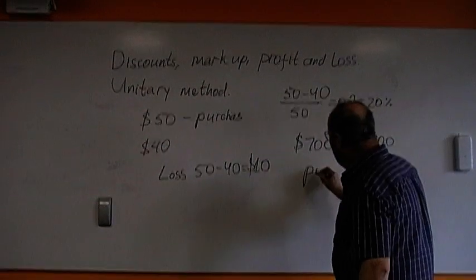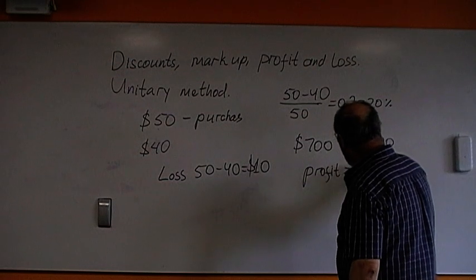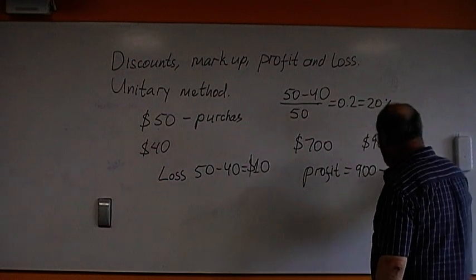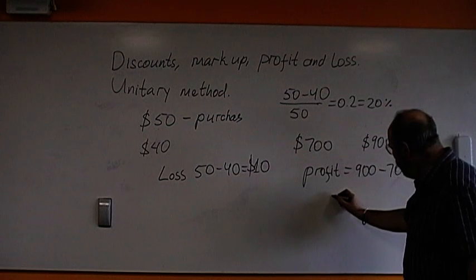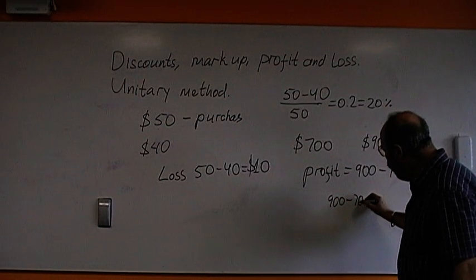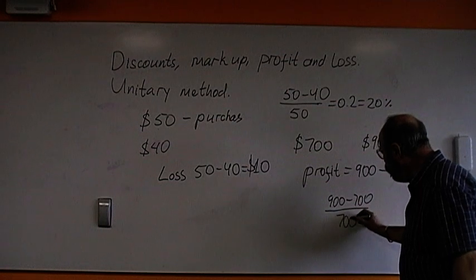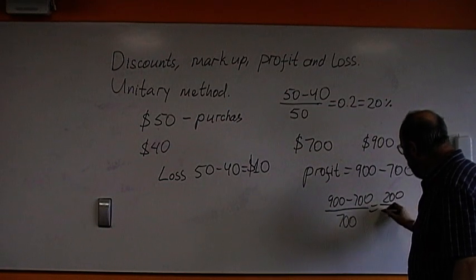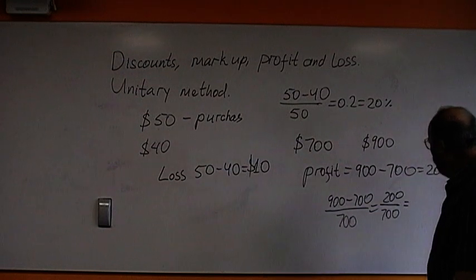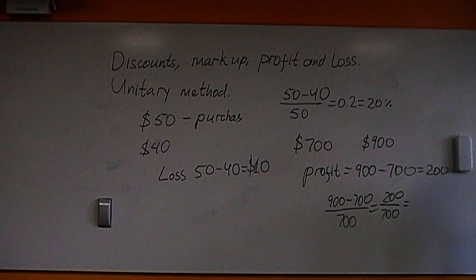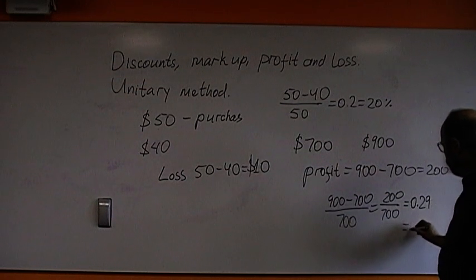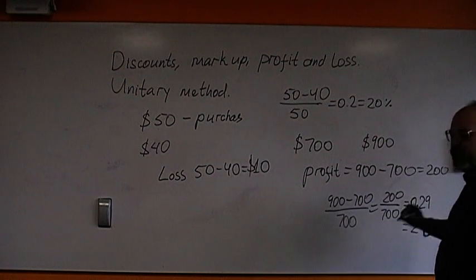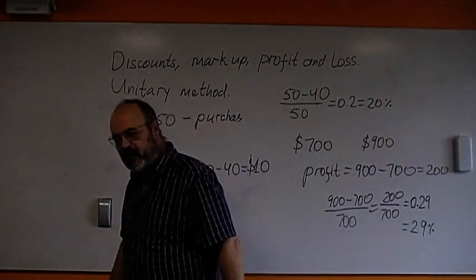You do 900 minus 700, which is 200, over 700. How do we calculate percentage profit? We always divide by the purchase price: 200 over 700, which will be approximately 0.29, so 29%. So he made a profit of 29%.